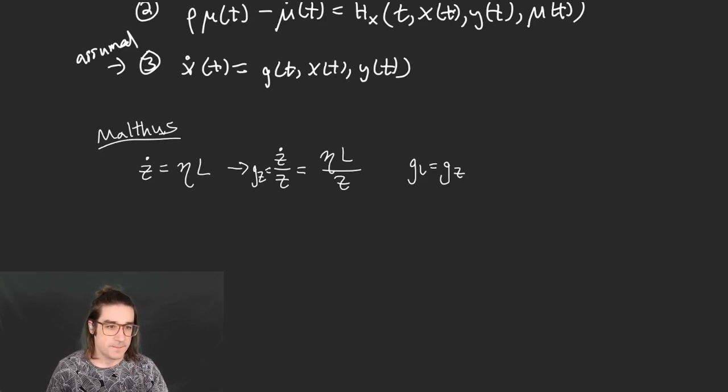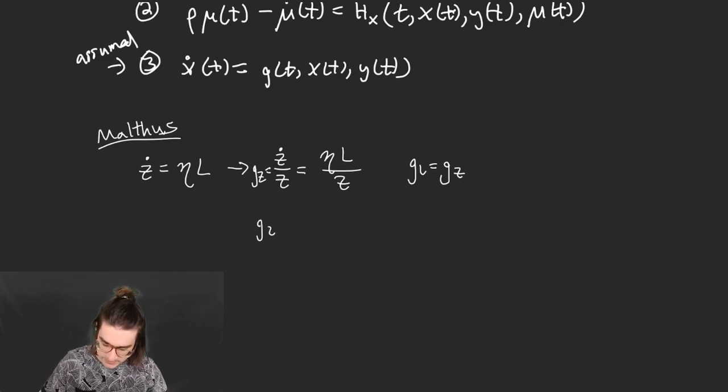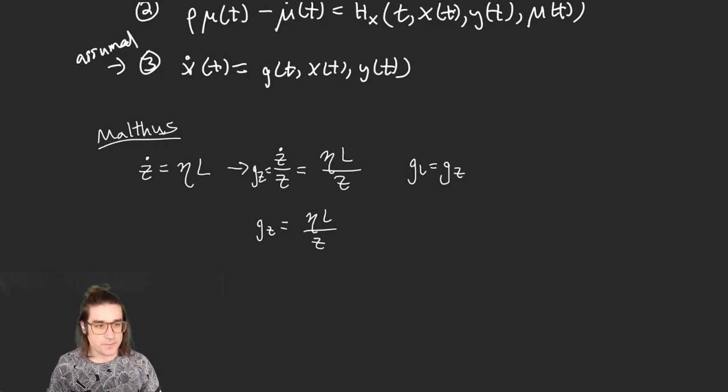And the other thing you can do, which you didn't need to do for the solution, I don't think, is that once you have some constant GZ equal to eta L over Z, this is something that's going to be true in steady state.